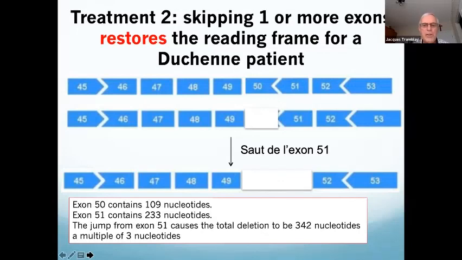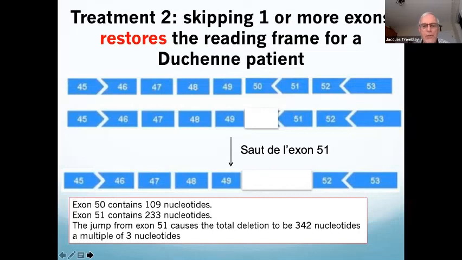Therefore, in this situation, you will have exon 49 connected directly with exon 52. As you can see, one exon ends with a vertical bar and the other starts with a vertical bar. That means exon 49 contains a complete set of three nucleotides for the last codon, and exon 52 starts with a complete set of three nucleotides coding for one amino acid. So there is no frame shift. There is just a part of the dystrophin protein which is missing.